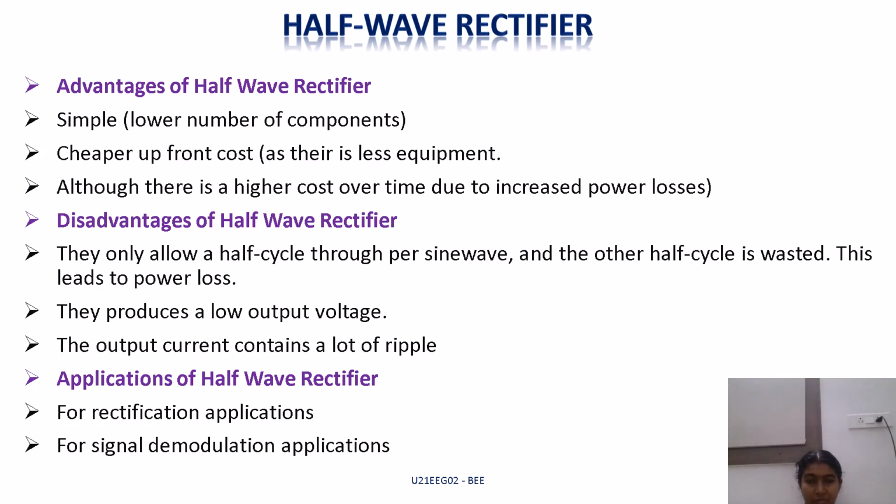Applications of half-wave rectifier. So in the first slide itself we have seen. It is used for rectification applications that convert AC into DC, that is alternating current into direct current. So this is used for signal demodulation applications. So these are the advantages, disadvantages and applications of half-wave rectifier.